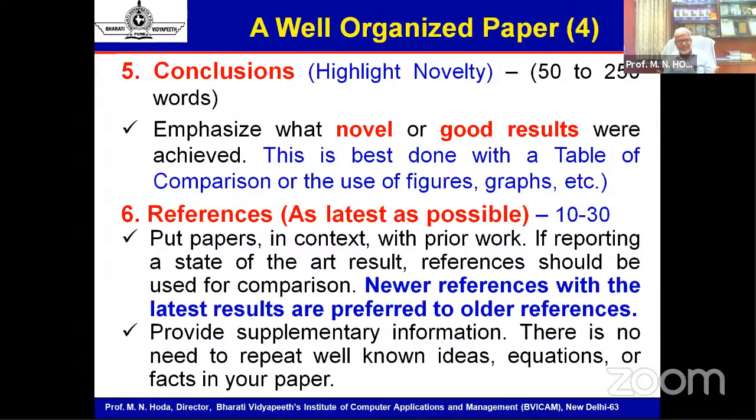So I always tell people that there are 4 important components you must take into consideration. One is the title of the paper. Second is the abstract of the paper. Third, the conclusion of the paper.